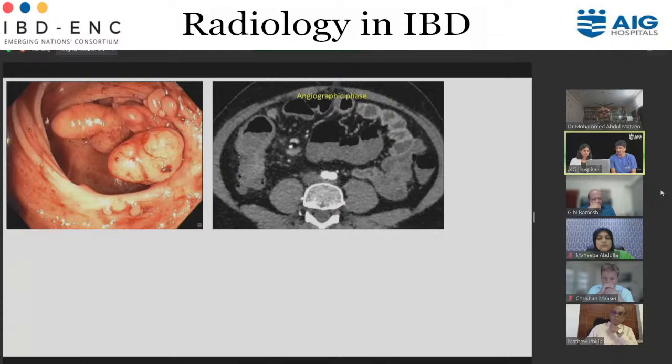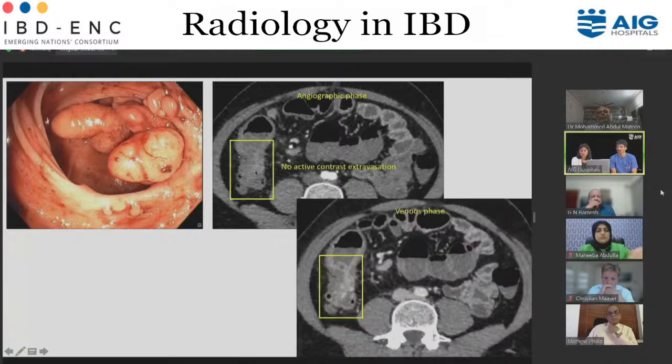So this is the axial angiographic phase of the CT. As you can see, there is cecal wall thickening on the right side, but there's no abnormal enhancement. That's because we have acquired the CT at a very early arterial or angiographic phase. It's not the enteric phase. But there is adjacent mesenteric fat stranding, maybe even small lymph nodes. But there is no active contrast extravasation in the angiogram.